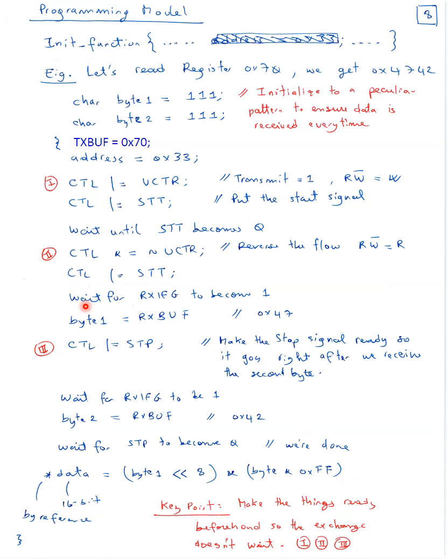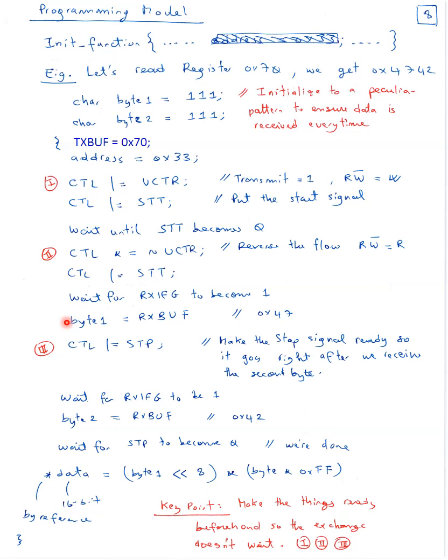Since we are reading, we're gonna wait for the receive flag to become 1. So again, we could write a while loop, wait here in the while loop as long as the flag is 0. So now the receive flag is 1. We're gonna read the receive buffer and write this in byte 1. And this is where I expect to receive the first byte, which is hexadecimal 47.